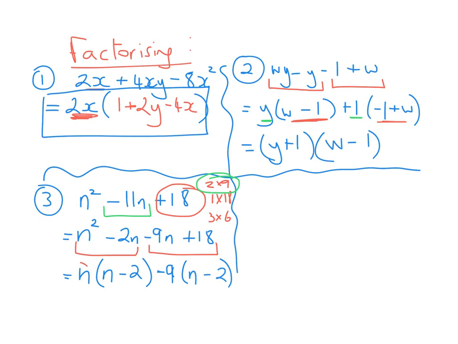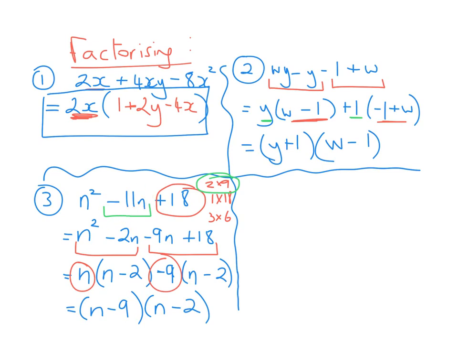So we're going to take this term and this term, and write it down in one bracket, n minus 9, and then our other bracket we write down n minus 2, and that's our final answer. So that is how you factorize a quadratic, and that's our third type of factorizing. And how you're going to spot a quadratic is there is generally going to be 3 terms.